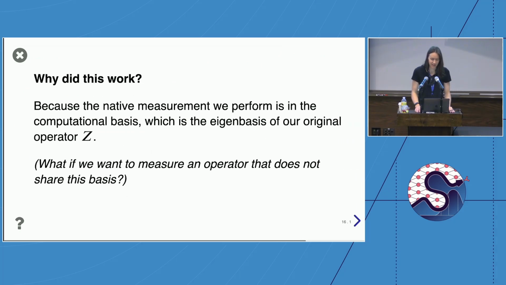Okay, this is what I just said. The reason you can do this is because when we measure quantum circuits on the hardware, we natively measure in the computational basis, which is the eigenbasis of the Pauli Z operator. And so if you wanted to measure a different operator that doesn't have that eigenbasis, there's something extra that you have to do.